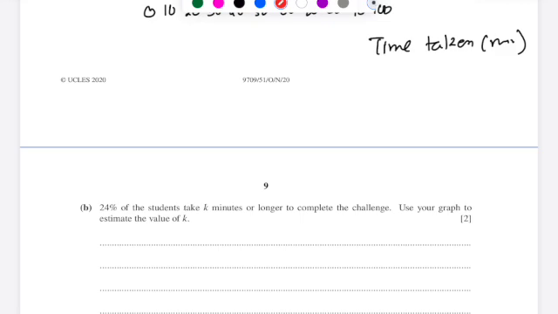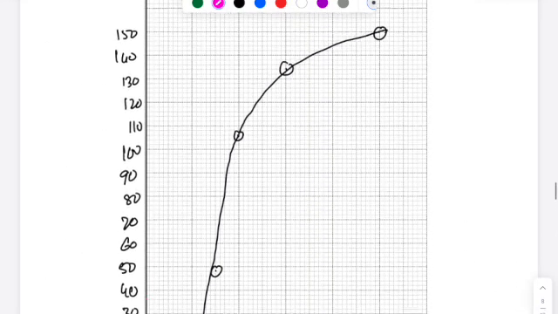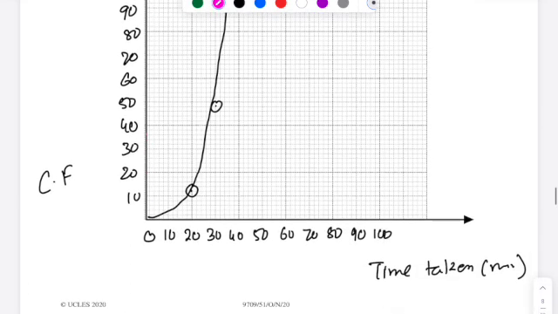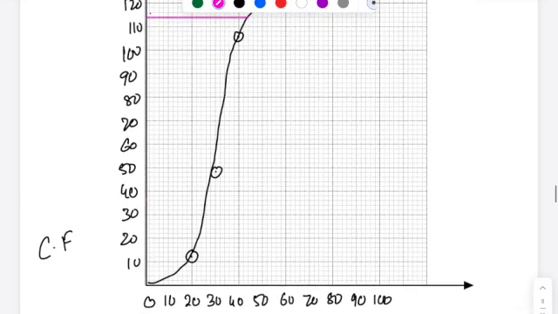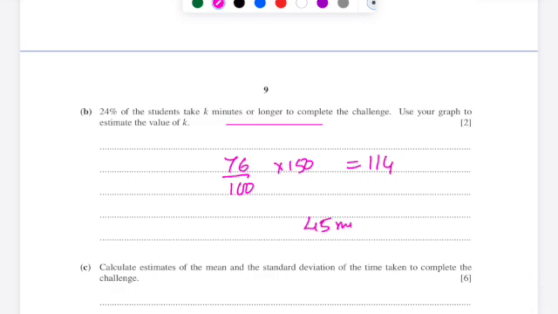Coming to part B, 24% of the people take longer than k minutes to complete the challenge. So remaining will be 76%. 76% times 150 is 114. So from 114, draw a line and drop it down. When I drop it down, it is in between 40 and 50. So it's going to be 45 minutes.